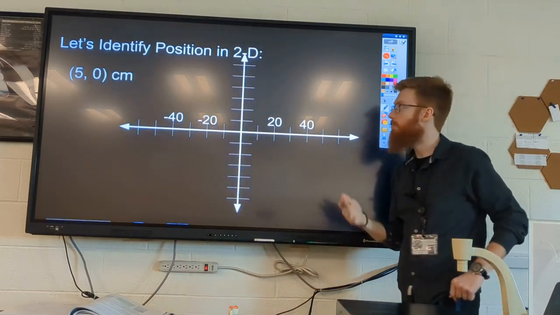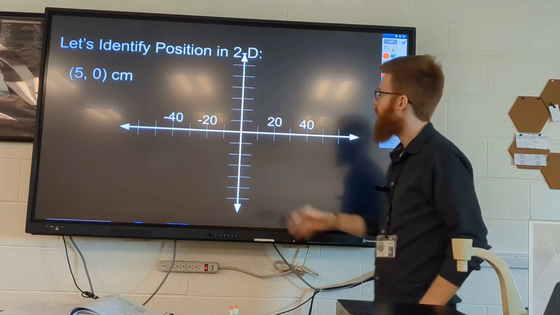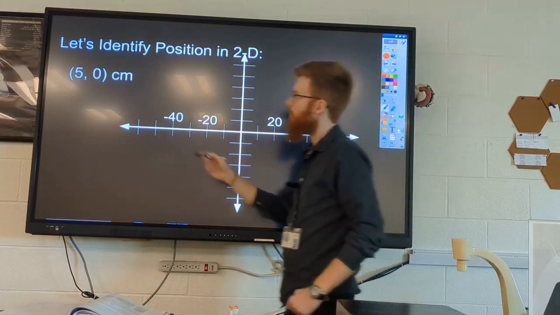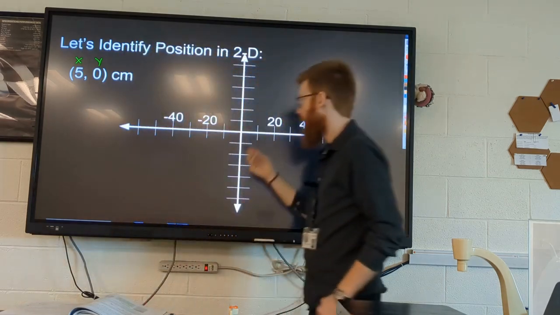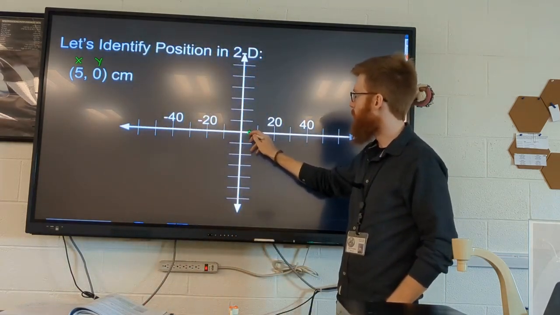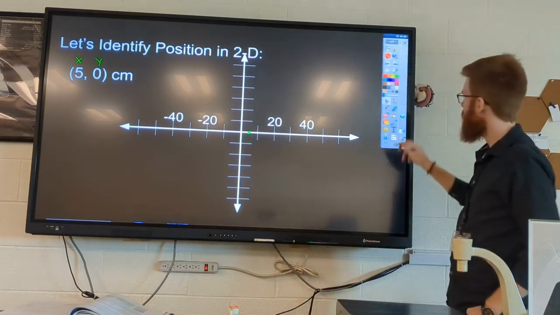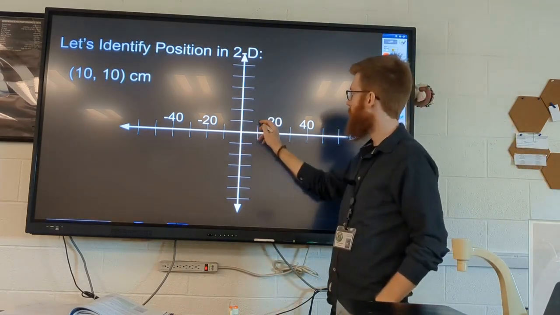But then if we jump up to 2 dimensions, things can get a little bit more complicated, but not much. 5, 0. Now we've got an x component to worry about and a y component. This first example though, 5 is just half. 0 says don't go up or down, so I'm there. 10, 10, that'd be 1 and 1.